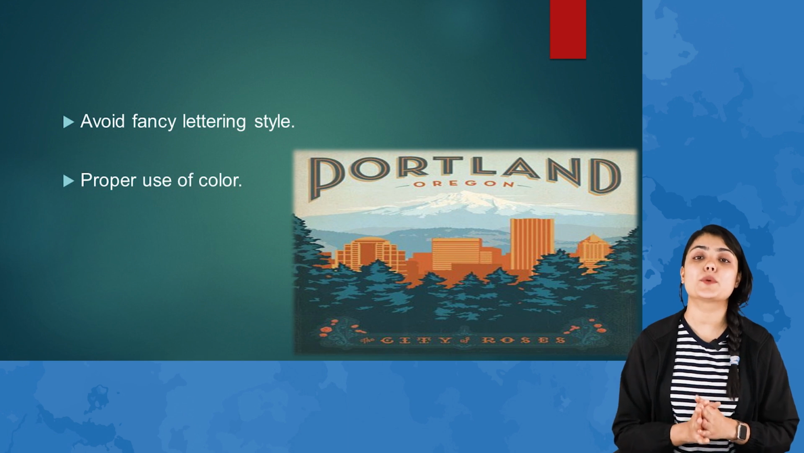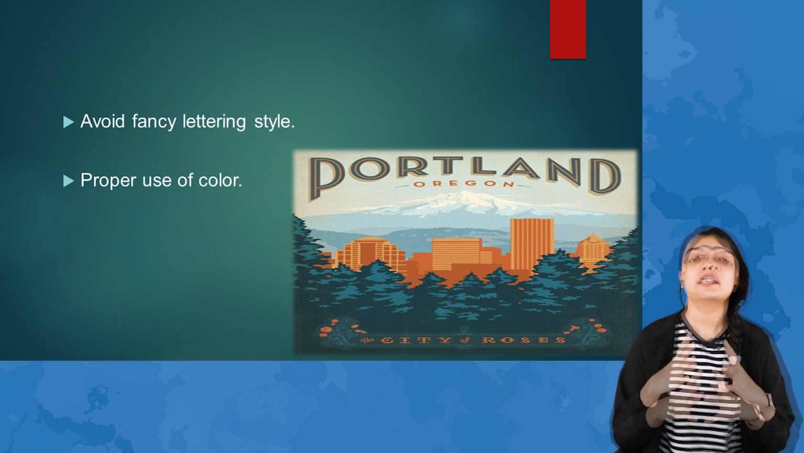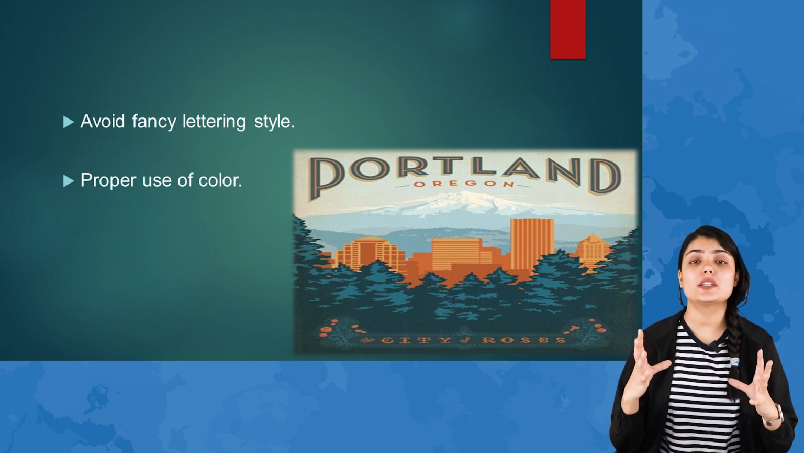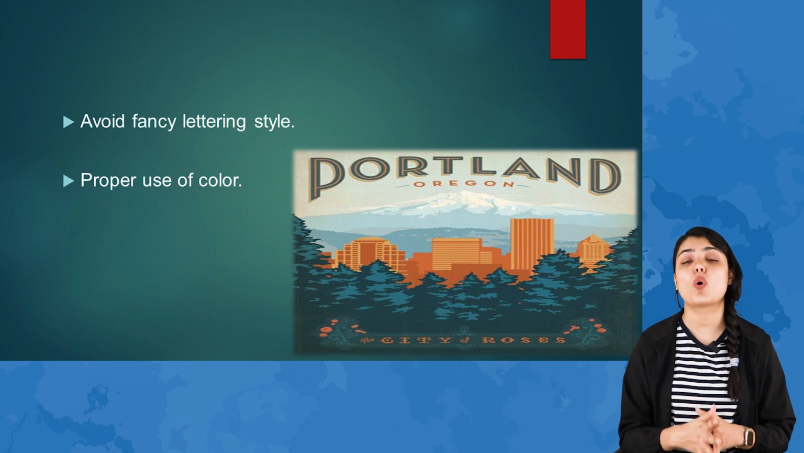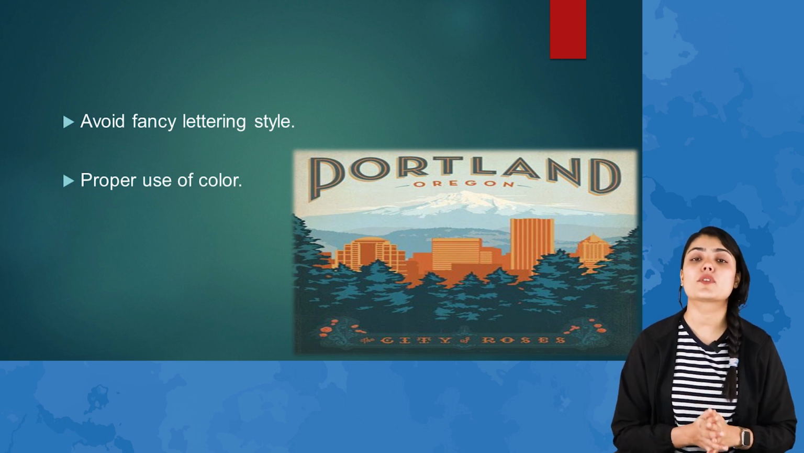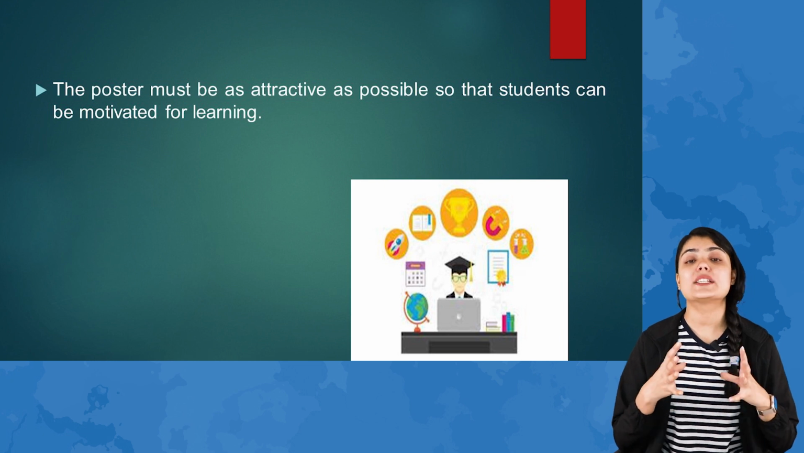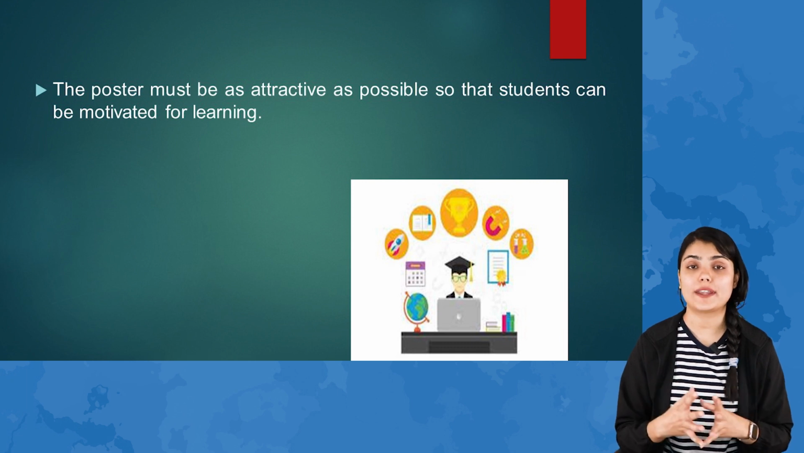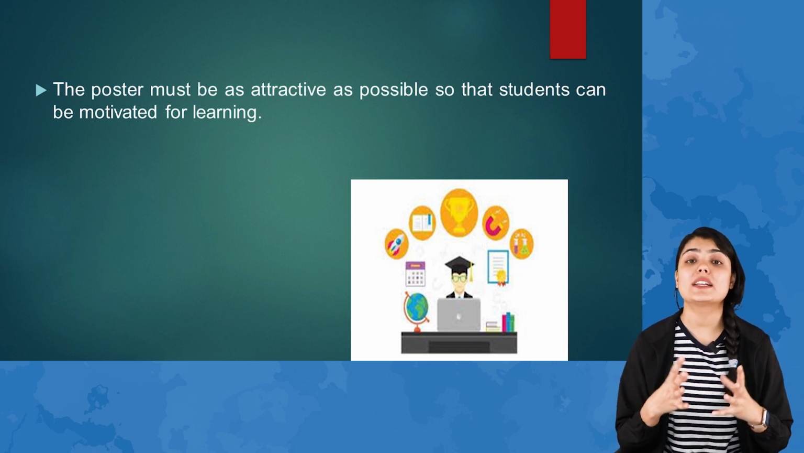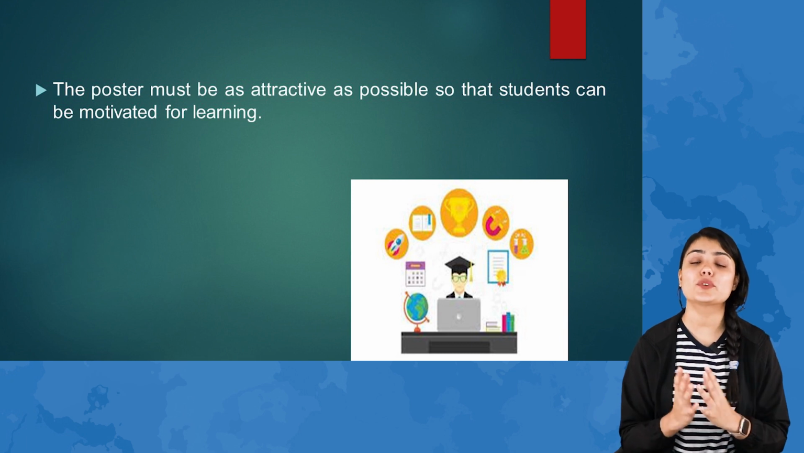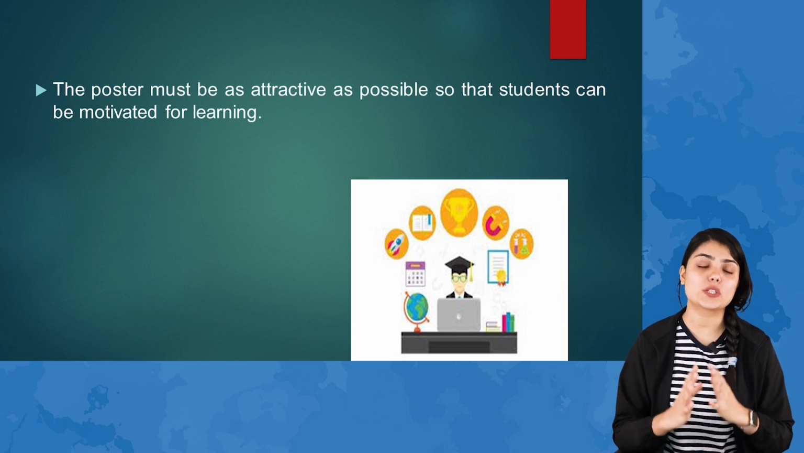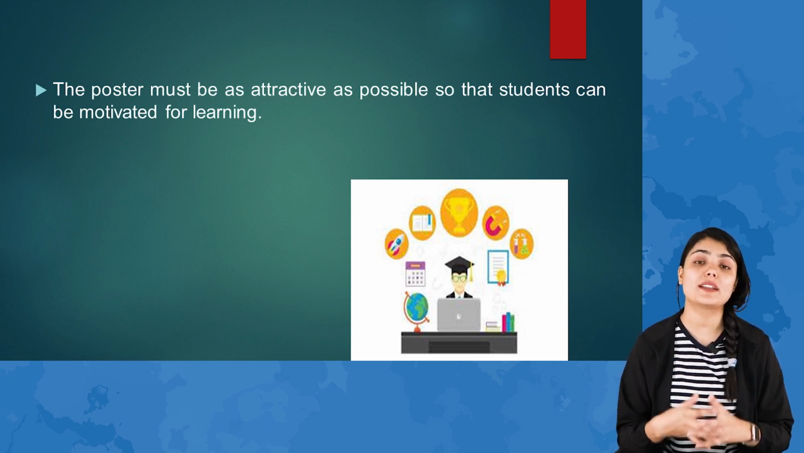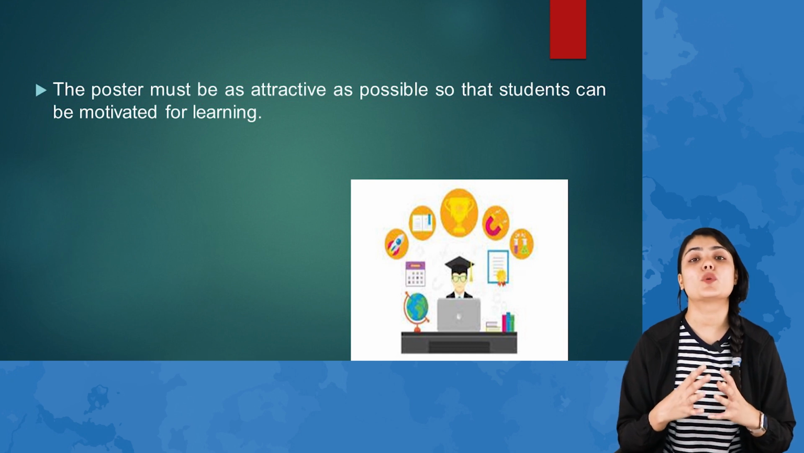The use of color in the poster also must be proper, and the teacher must make sure that the colors used are not very distracting or unpleasant for the eyes of the learners. The next one is, of course, that posters must be as attractive as possible so that they can motivate the students to learn better. If we find a very attractive poster, we feel interested in the topic. It elicits interest within an individual. So in order to motivate the students to learn better about the concept, the teacher should make the poster more attractive.